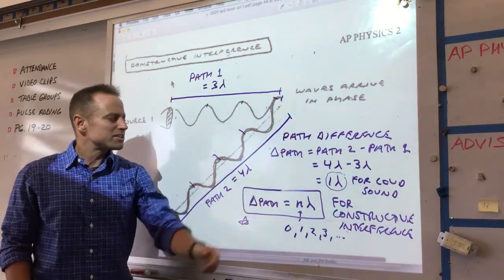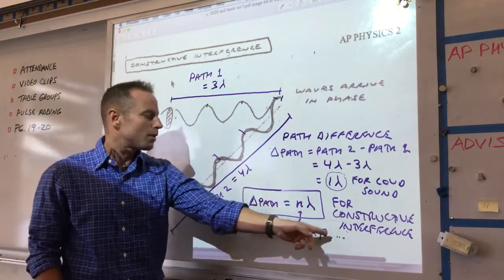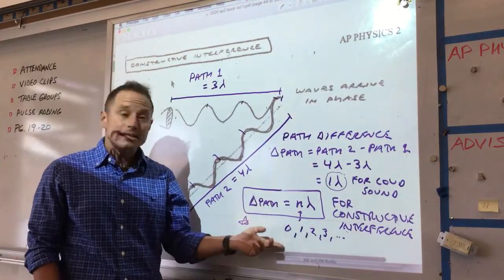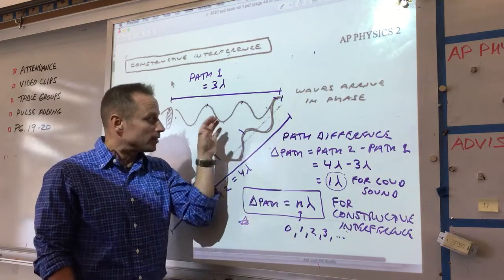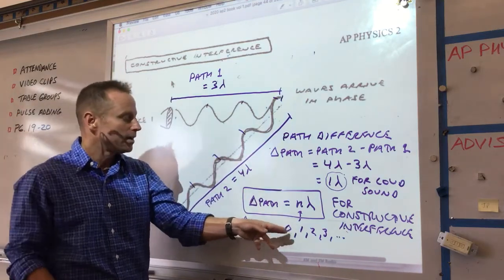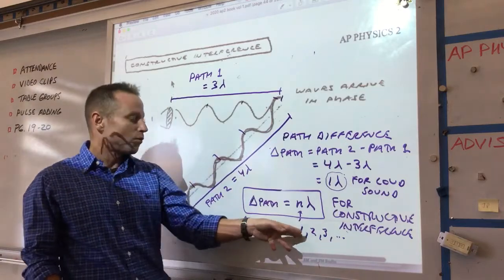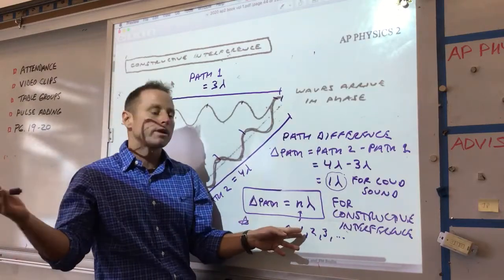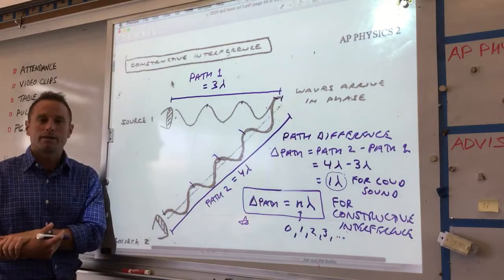Now when kids see this, they're usually like, well, how do I know which one it is? The answer is it's all of them. At locations that have a path difference of 0, it's loud. At locations that have a path difference of 1 wavelength, it's also loud. So that's something to keep in mind with this.